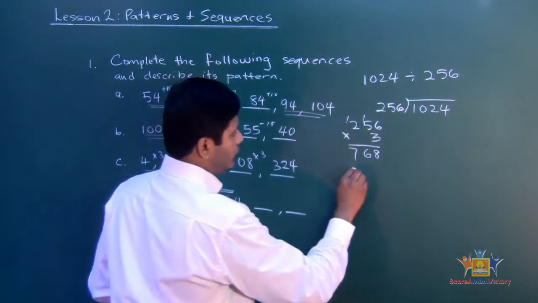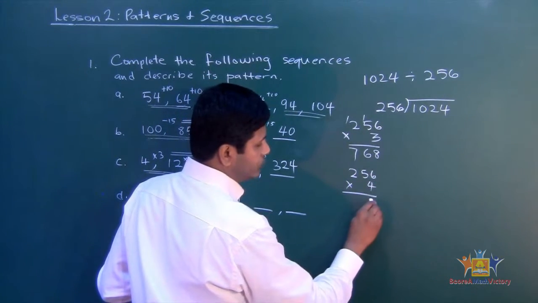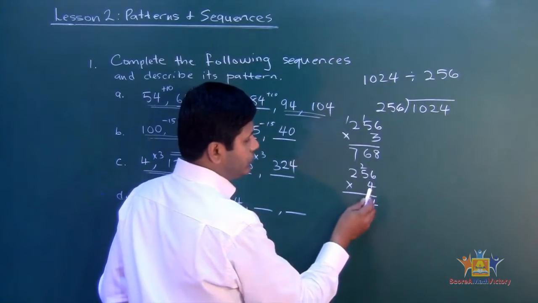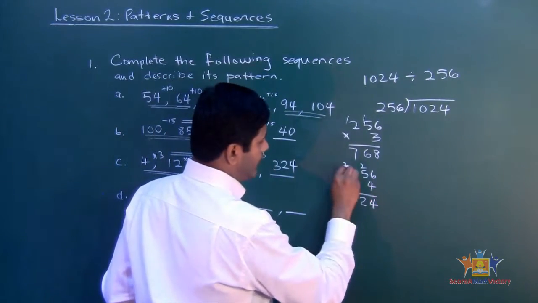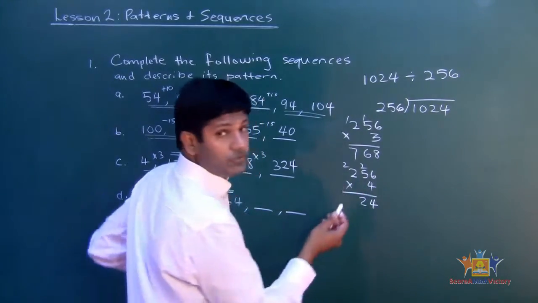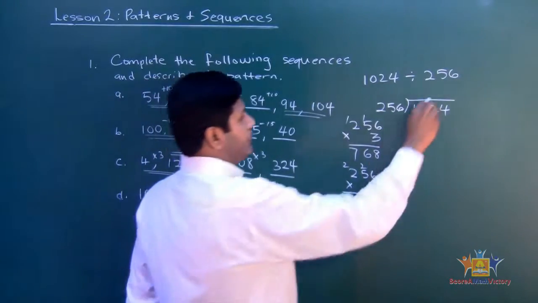So let's try 4. 256 times 4. 4 times 6 is 24. 4 carry 2. 4 times 5 is 20, plus 2 is 22. So I carry the 2, put the 2 here. 4 times 2 is 8, plus 2 is 10. Look at that. So that means 4 works.